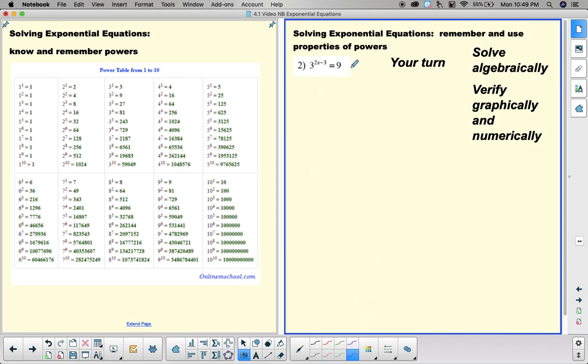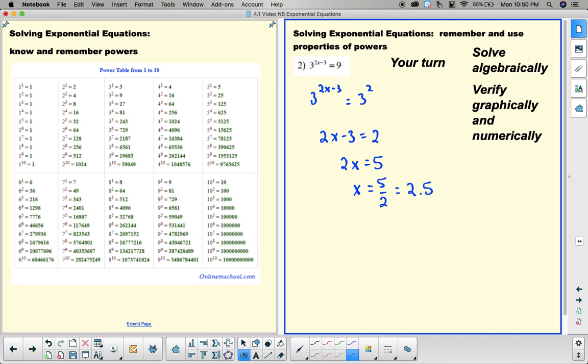Let's rewrite this equation, is 9 a power of 3? Heck yes it is. 9 is 3 squared. So I rewrite this equation as 3 to the 2x minus 3 is equal to 3 squared. Bases are the same, therefore exponents have to be equal. The equation I get from the exponents is 2x minus 3 is equal to 2. And now it's a linear equation, multi-step. Add 3 to both sides, and I get 2x is equal to 5. Divide both sides by 2, I get x is equal to 5 halves, which is 2.5.